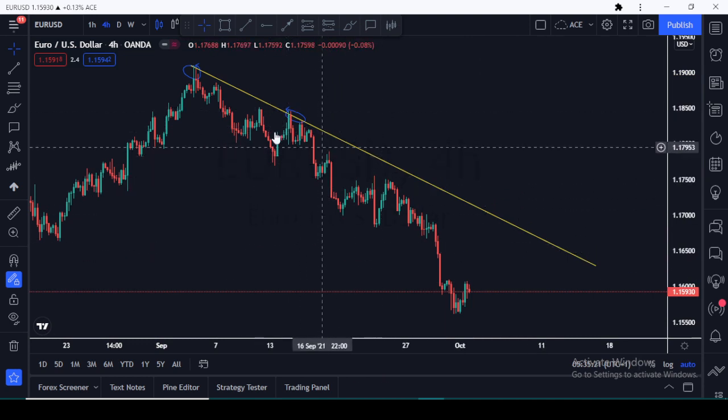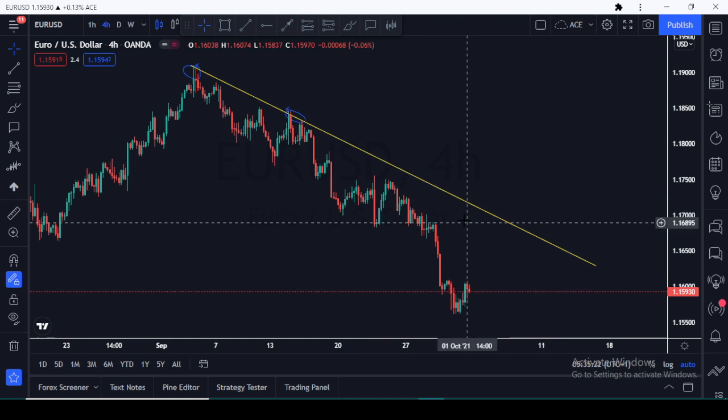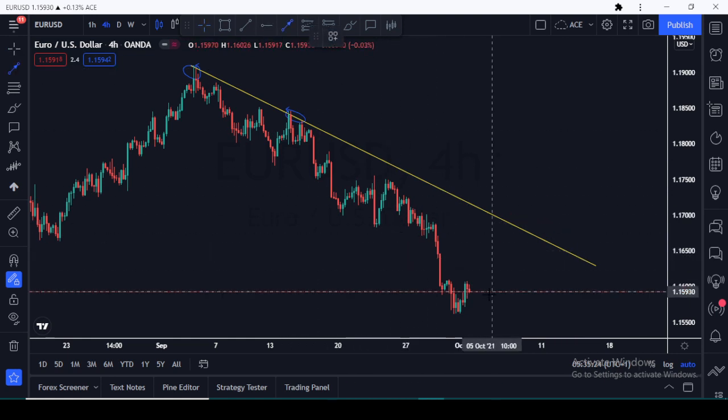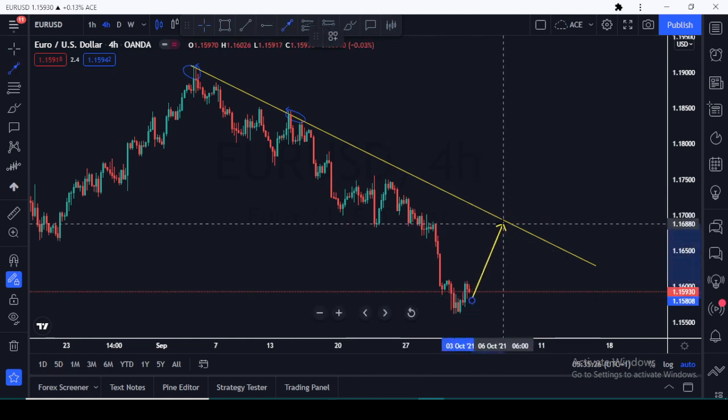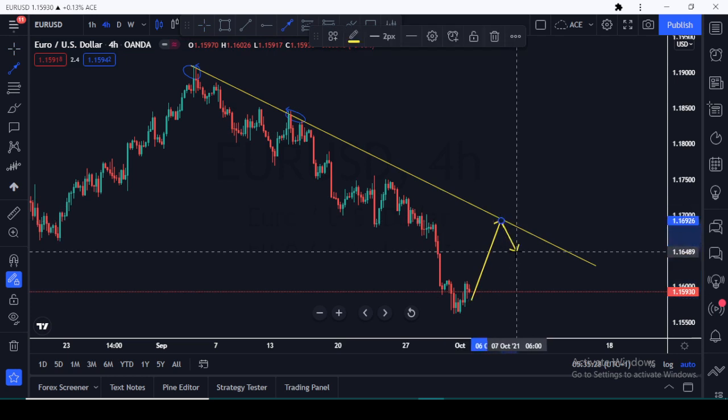So at this particular point, we've not gotten our third touch yet, but if anything should happen that the market should pull back to this level, we'll be looking for a sell at this point.